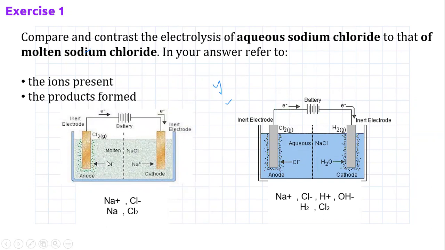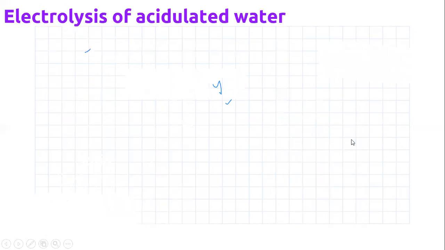Here, see the diagram. In this one, only sodium positive and chlorine negative ions are present in molten sodium chloride. But here you can see with sodium and chlorine ions, there are H plus and OH minus as well. So here there will be gas bubbles produced at both the terminals. Here you can see chlorine gas, and also here you can see H2 gas. Right. So let's see what happened.